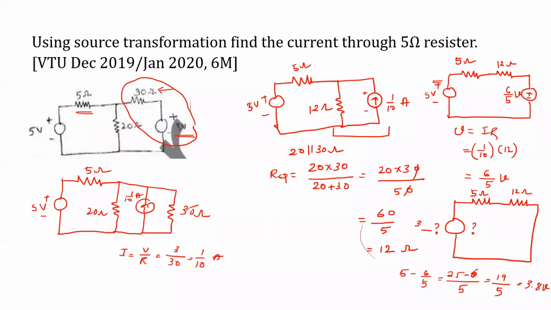Hopefully all of you got the same answer. Polarity should be equal to the larger value. The larger value is 5 volt. So I write the polarity according to the larger value. All right. So the asked question is to calculate the current through the 5 ohm resistance. And I write here: current through the 5 ohm resistance and current through the 12 ohm resistor are one and the same because they are connected in series. Do you agree? Yeah.